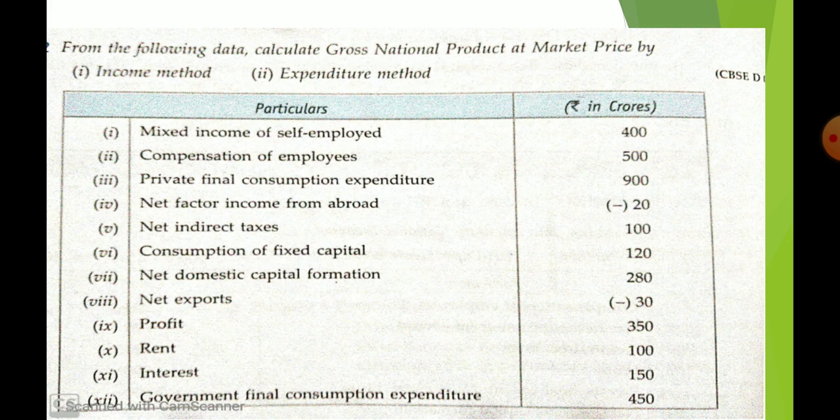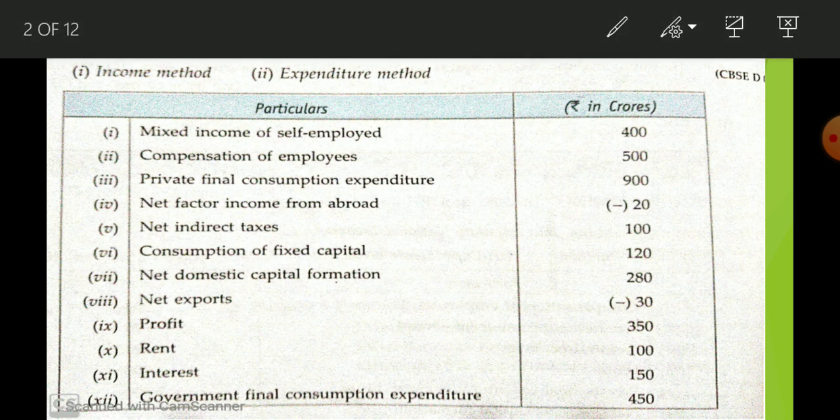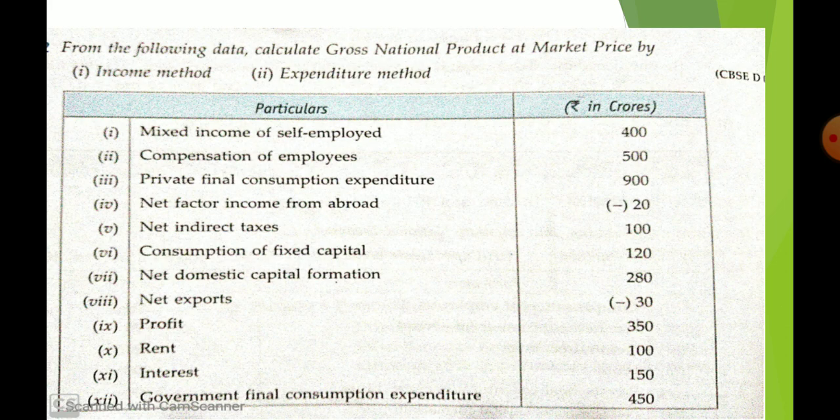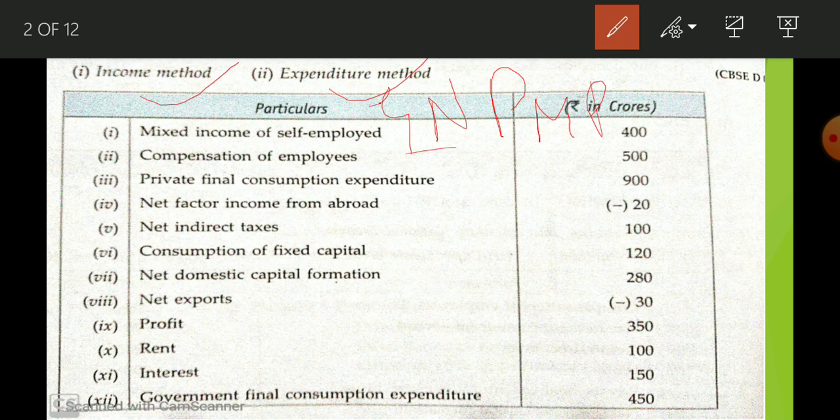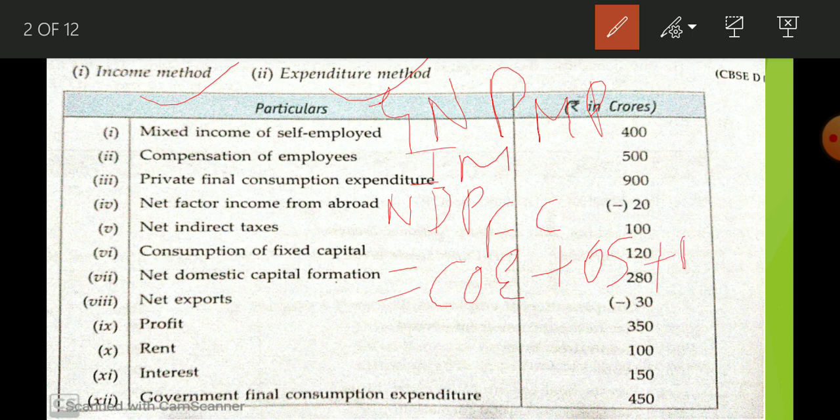Okay, in this question you have to find out gross national product at market price, that is GNP. What you have to calculate? GNP, okay, with the help of the income method and the expenditure method. So when we use the income method, what do we get? We get NDPFC. How do we get NDPFC? When we add COE plus OS plus MI, okay student?